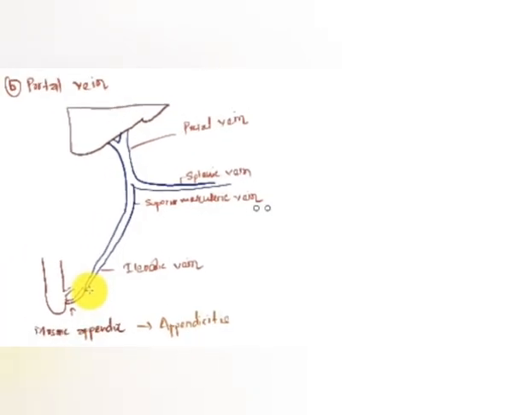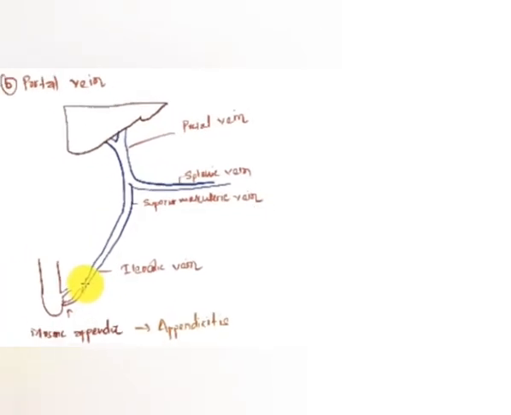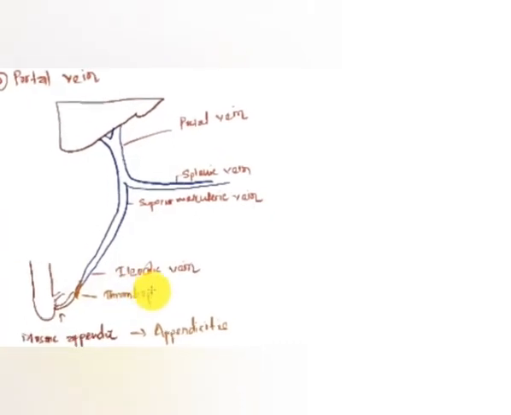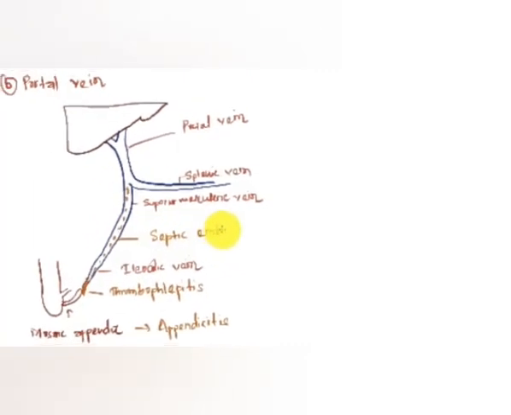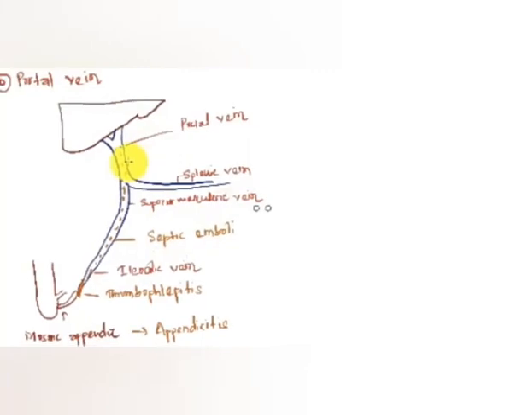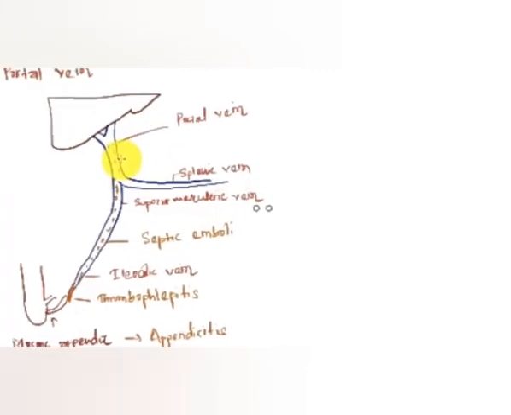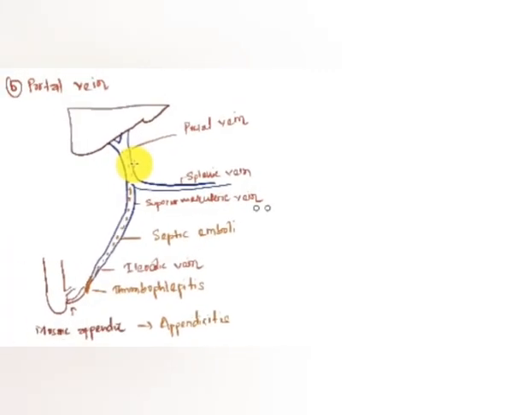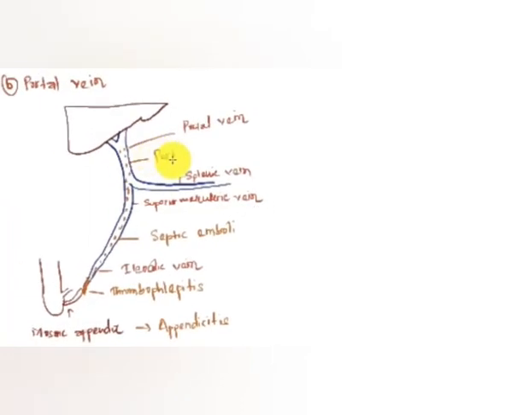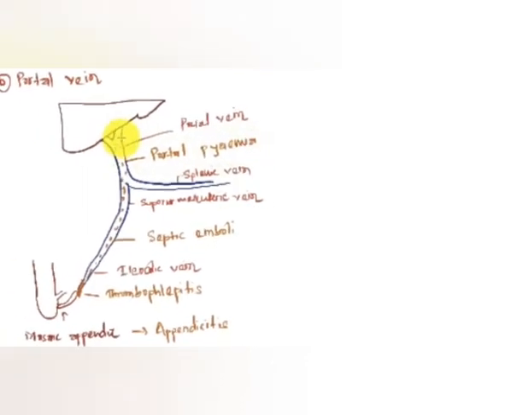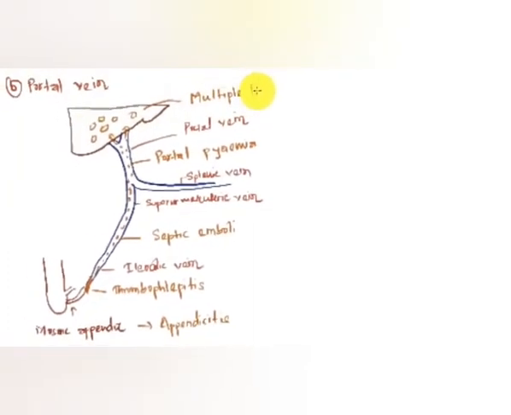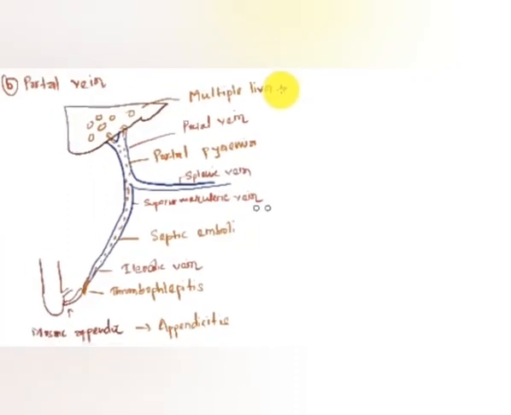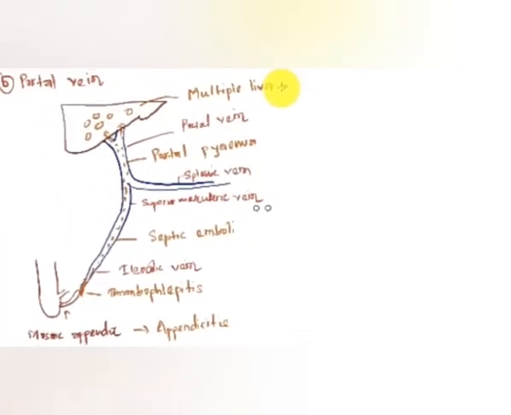Thus complicated appendicitis will result in thrombophlebitis of the ileocolic vein. The thrombophlebitis of the ileocolic vein will cause septic emboli formation in the superior mesenteric vein. In turn, it gets transmitted upwards towards the portal vein, causing portal pyemia. The portal pyemia then attacks the liver, causing multiple liver abscesses.